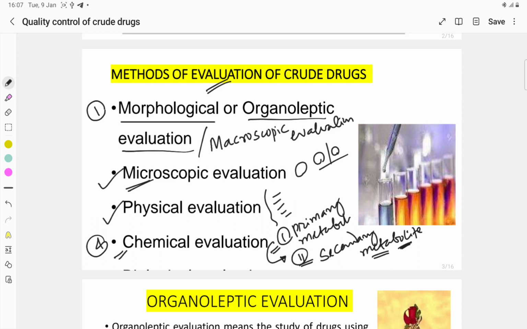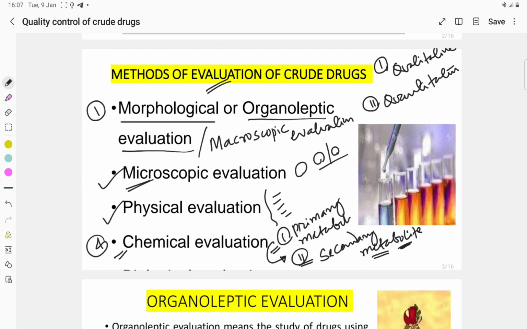Chemical evaluation is again of two types. One is called qualitative evaluation. Second one is called quantitative evaluation. Qualitative evaluation means we can know what type of chemical constituent, what type of secondary metabolite, is present in the plant. Qualitative chemical evaluation is also known as preliminary phytochemical screening, the technique we use to identify what type of chemicals are present in the plants.